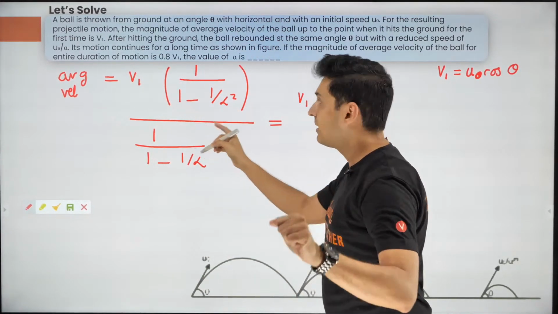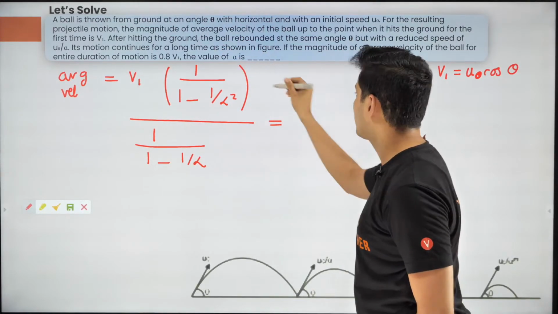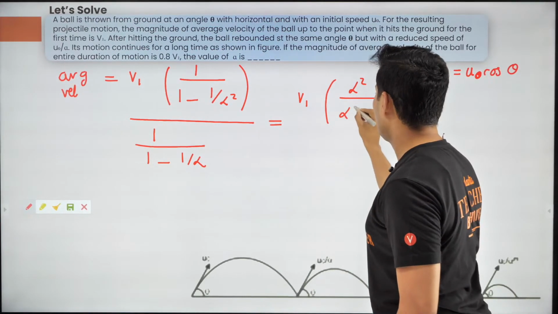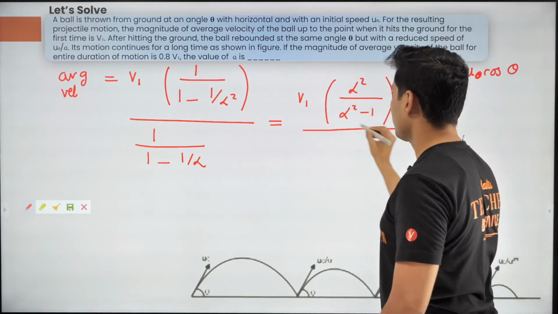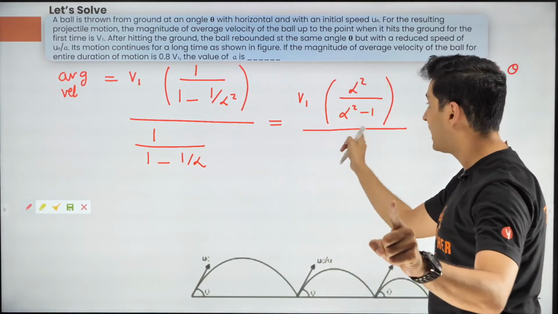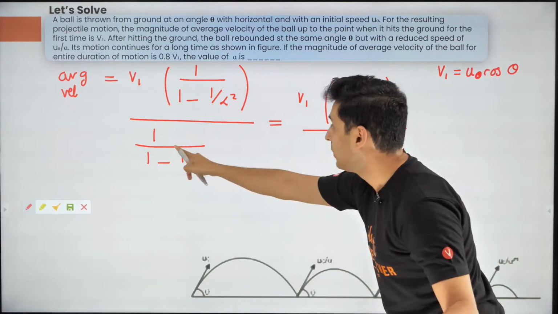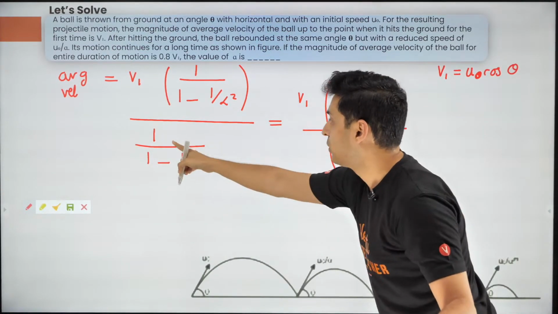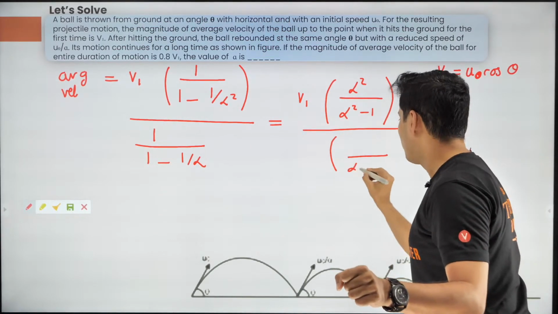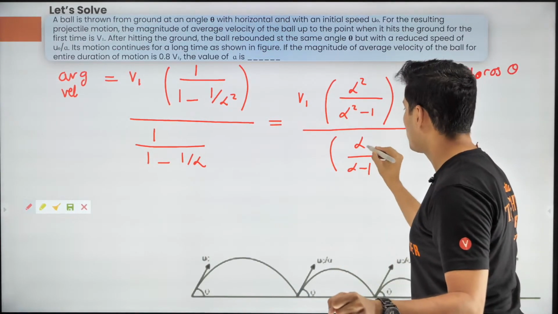Okay, I can take LCM, guys, and shift this alpha square upwards. So it will become alpha square upon alpha square minus 1, correct? So alpha square went on the top and it becomes alpha square minus 1. Just take the LCM, and over here, what am I going to get? 1 minus 1 by alpha, so it will become alpha minus 1, and that alpha goes on the top.